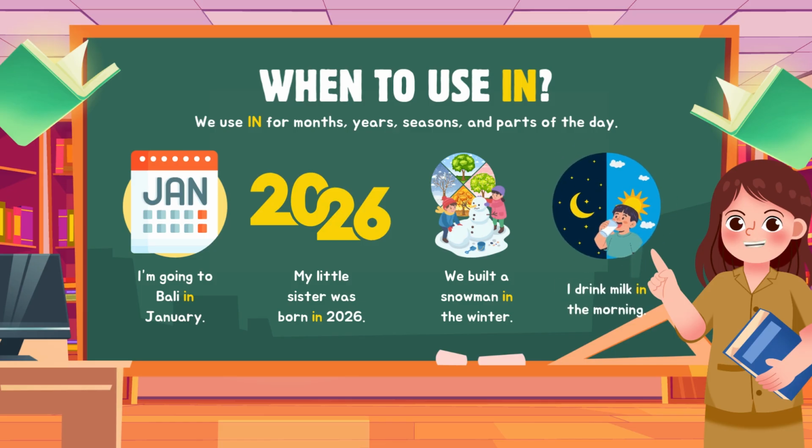And the last, we use "in" for general parts of the day. The sentence is, "I drink milk in the morning." The morning isn't just one exact minute. It is a whole period of time that lasts several hours from when you wake up until lunch. The same rule goes for other general parts of the day, so we also say in the afternoon or in the evening. So whenever you are talking about a broad time frame like a month, a year, a season, or a part of the day, just remember to use "in." And now let's move to the next slide to see what happens when our time gets a little more specific.